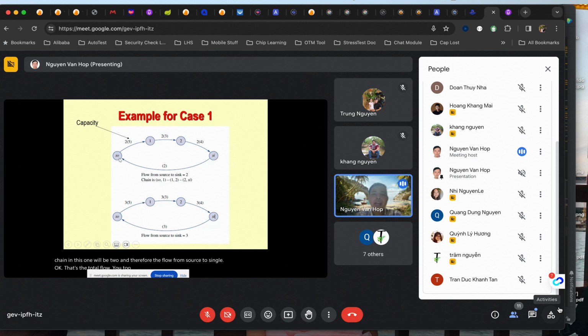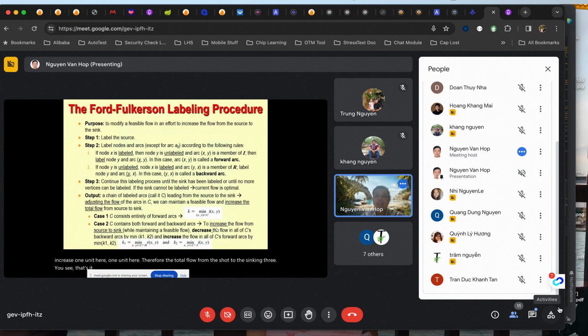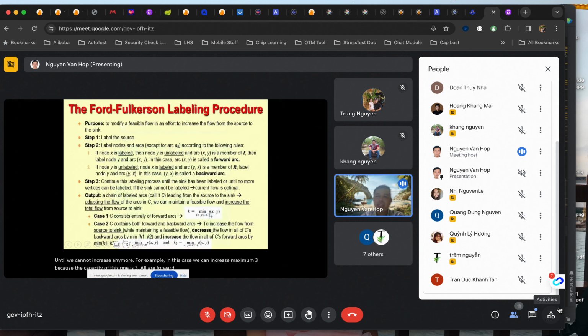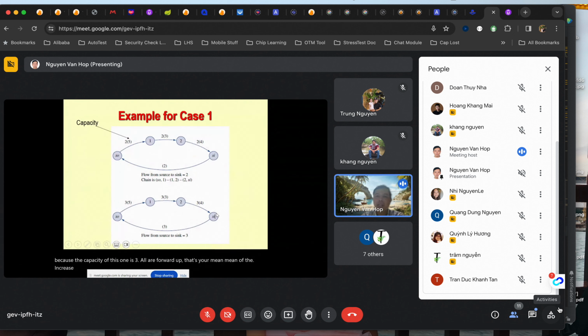Then suppose that we increase 1 unit here, therefore automatically we increase 1 unit here and 1 unit here, so the total flow from the source to the sink is 3. That is case number 1. In case 1, we increase the flow until we cannot increase anymore. For example, in this case we can increase a maximum of 3, because the capacity of this one is 3. All are forward arcs, and that's the minimum of the increased values. We can increase up to 3 only, no more, for the flow to the sink.